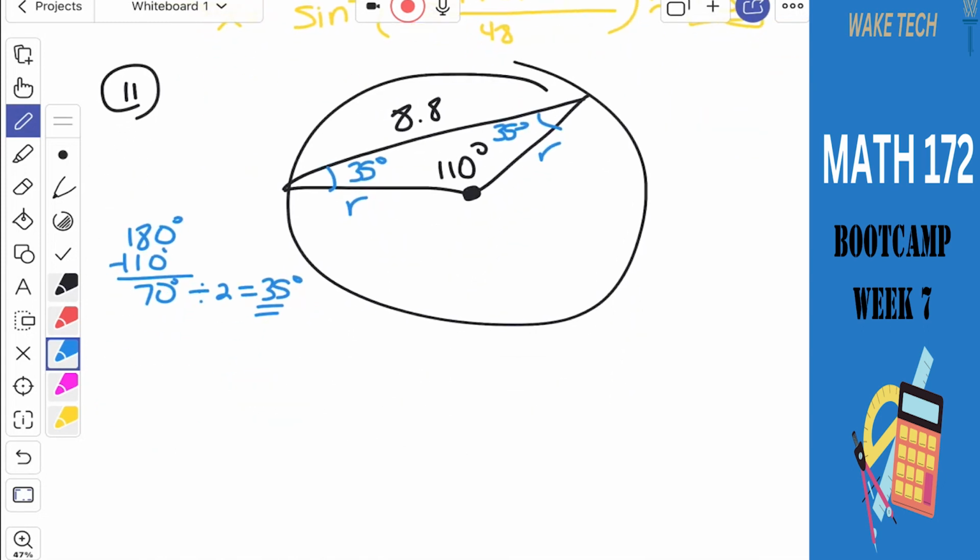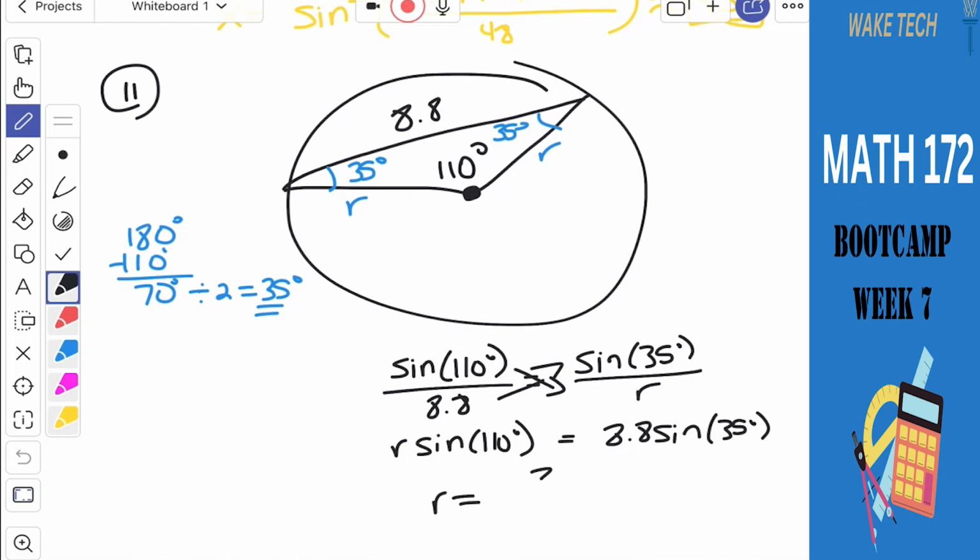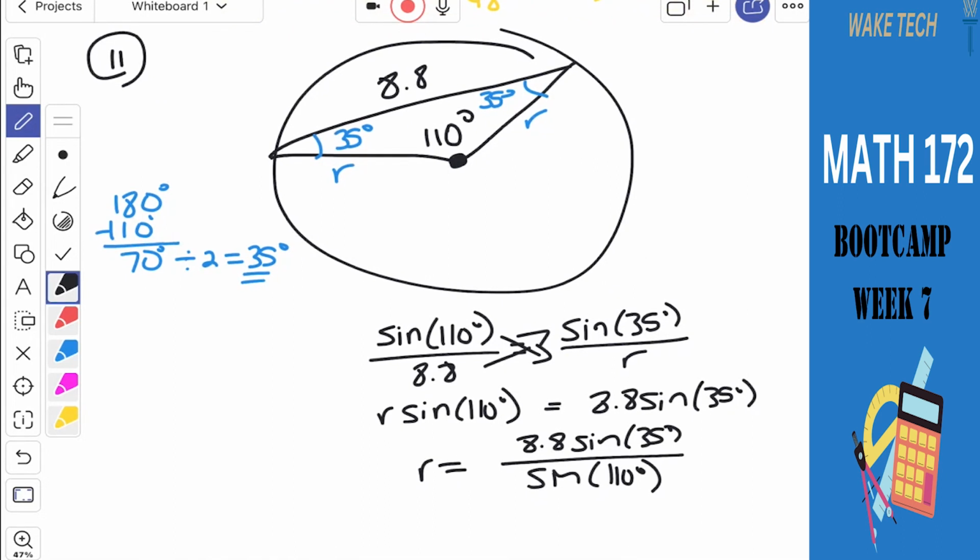So that now says we can use the law of sines by writing the sine of 110 over 8.8 equals the sine of 35 over r. R sine 110 equals 8.8 sine 35. And so r is equal to 8.8 sine 35 over sine 110. We need to round to the 10th.